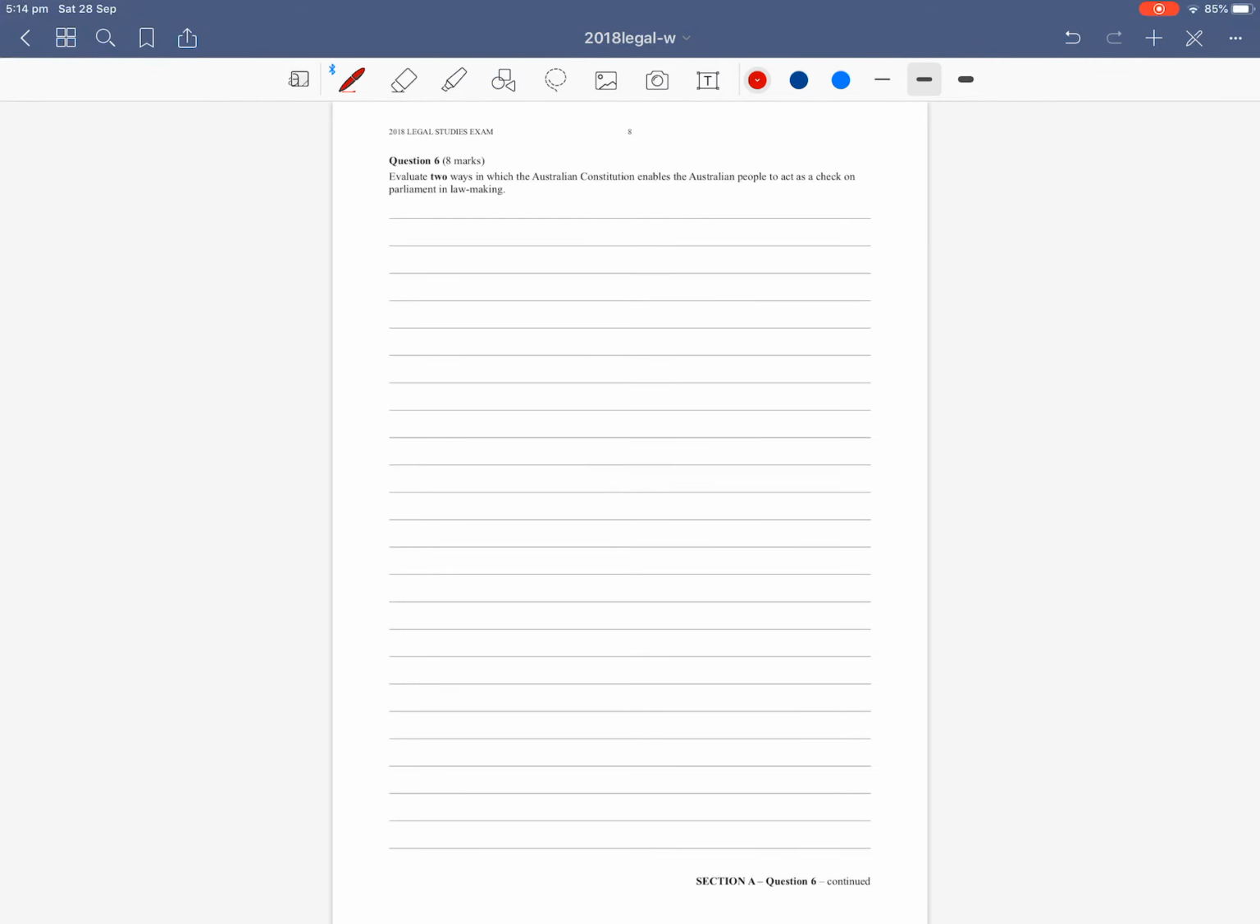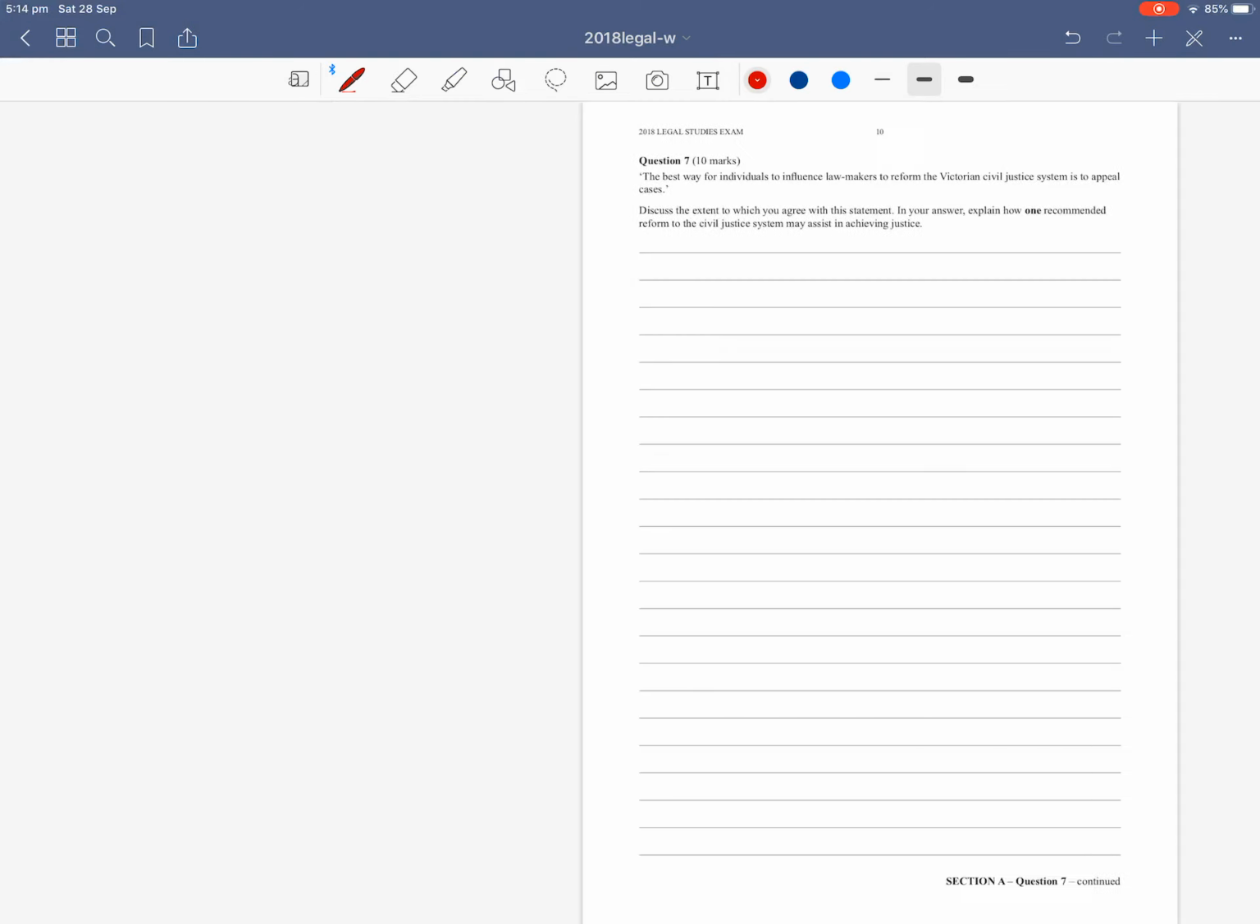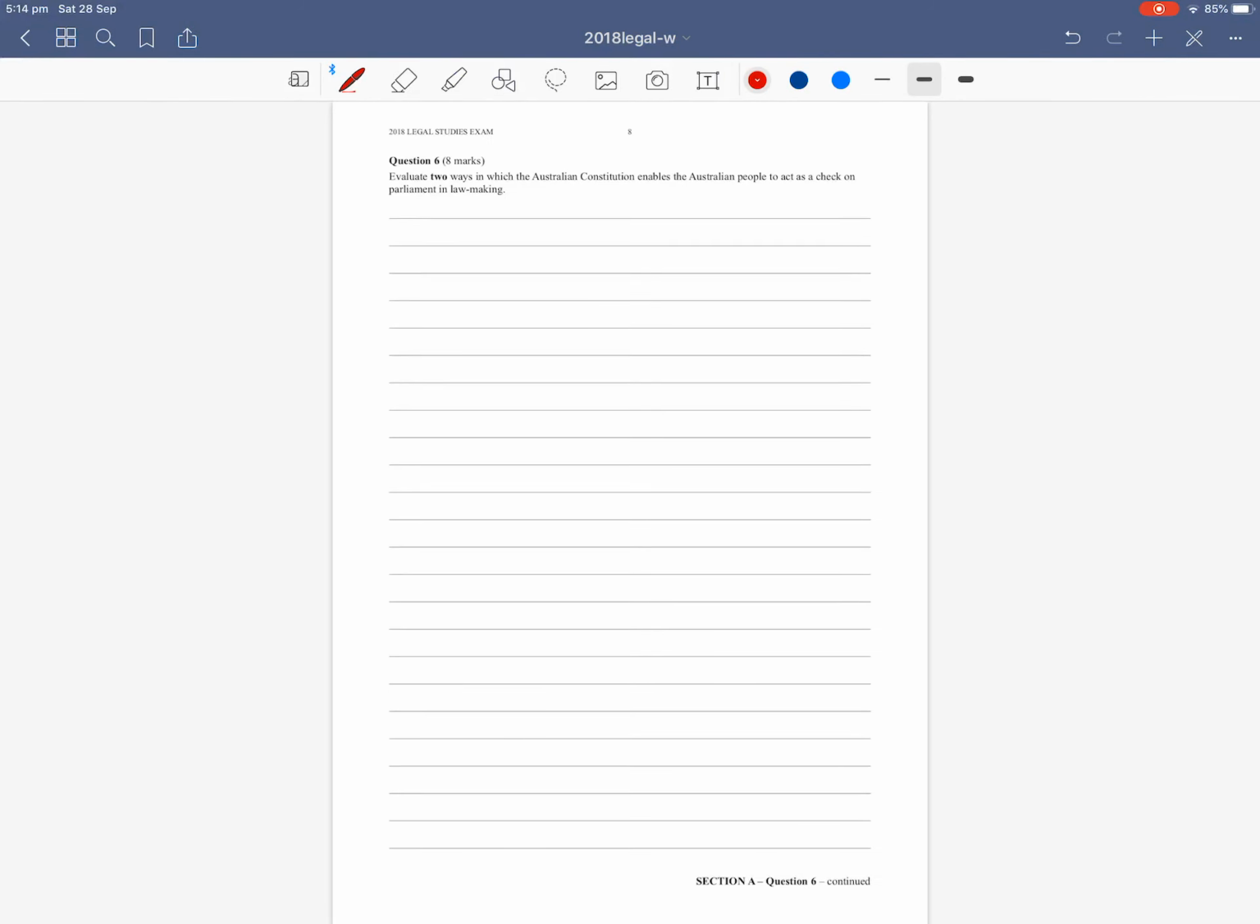So from memory, this should be the second last question. I'm going to quickly go through this one as well. Question 6: evaluate 2 ways in which the Australian Constitution enables the Australian people to act as a check on Parliament in lawmaking. Again, I remember when this was happening last year, a lot of kids did not take this or realise that it was referring to Australian people having a check. For example, a referendum is a very good way of discussing it because of section 128.